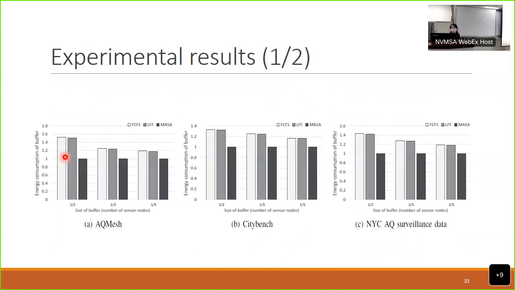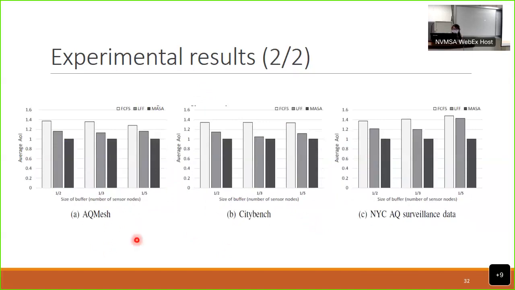Okay, because of the time limitation, I will just show the experimental results. In these results, we show the energy consumption on the three data sets, and the rightmost bar is our proposed method called MASA. As we can see, in every data set we can reduce energy consumption by about 30 to 40%. The other experimental result is the average LOI, which is similar to the energy consumption result. We can reduce the average LOI by about 35%.